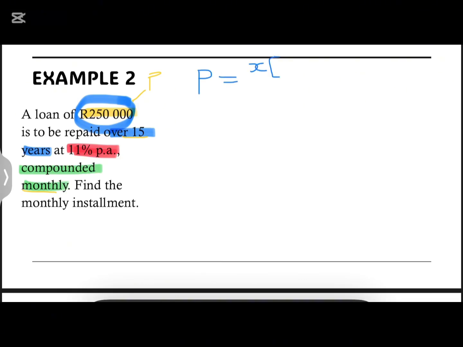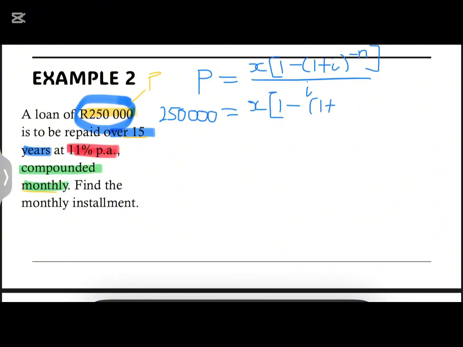So okay, let's go back to the formula. You have P, which is equal to X into 1 subtract 1 plus the interest rate to the power negative N, close the bracket, divided by the interest rate. That will be equal to what? What is the value of X? That is what we are looking for. We have the present value, which is 250,000. Now we're looking for the monthly installment.